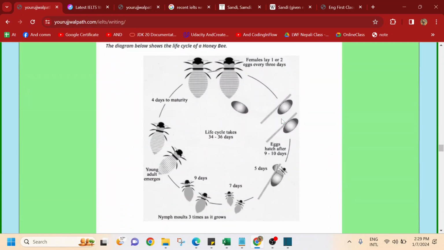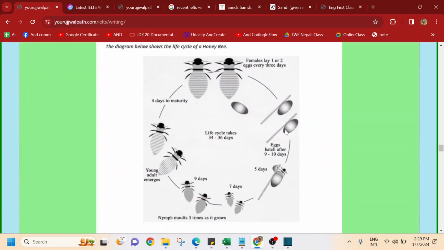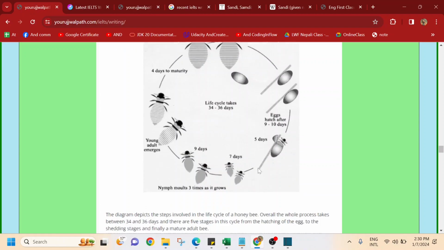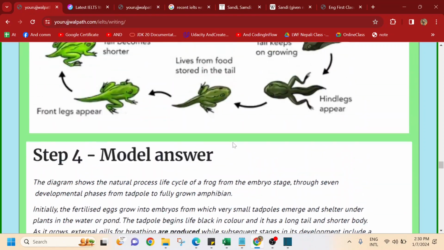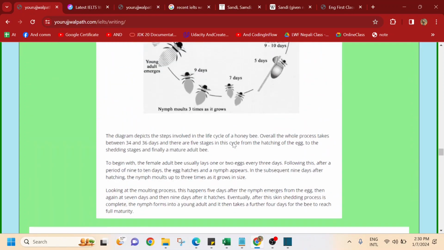After that, we do have the life cycle. The life cycle will just present the information that you see on the picture, and they are done in simple present tense. We do have a sample. You might want to present one of the model questions, but these are rarely asked.